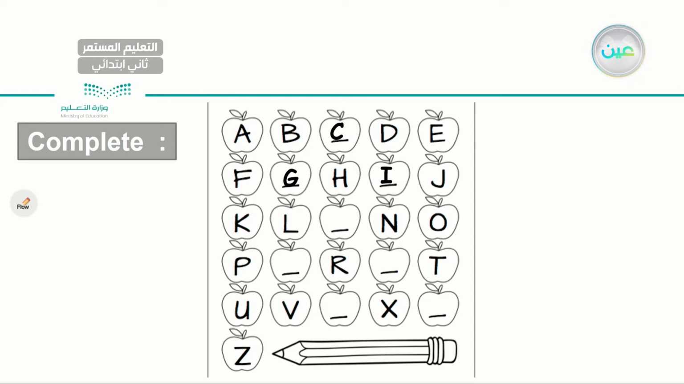Let's go to the next one. K, L. Very good. M. What comes next is N, O, P. Q. Very good. R. What comes after R is S. Very good. T, U, V. What comes after V is W, X, Y, and Z. Very good. These are all the English alphabets in capital letters.